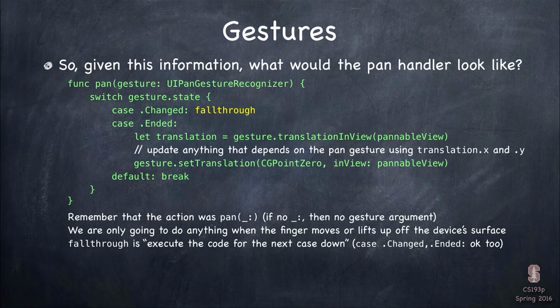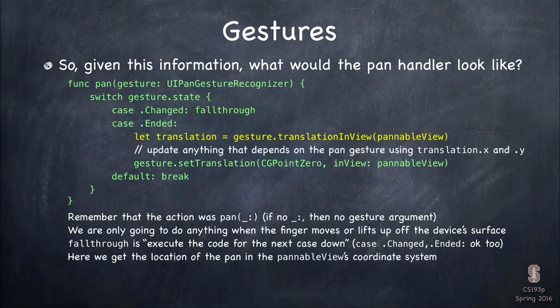All right. So here inside, when things have changed or ended, I'm going to get the translation in the panable view. Remember, this is that outlet. I'm going to get that translation from the gesture, and then I'm going to go and update something that depends on where the pan is. I know how far the pan has moved, so I'm just going to update something that needs that.